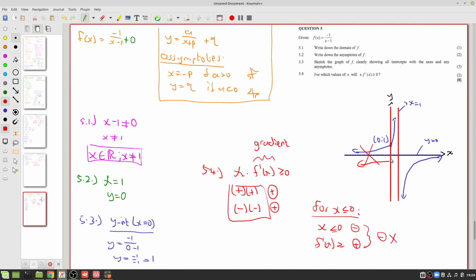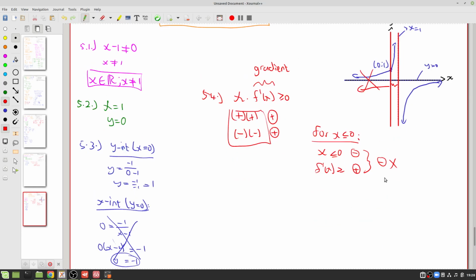Now let's look at this middle part here, between 0 and 1. So now let's say x is between 0 and 1. Okay, so here, obviously x is between 0 and 1, so x is positive. What about the gradient of the graph here? The gradient is positive, right? It's increasing. The gradient is positive. So then a positive times a positive makes a positive. So this part works, that's correct.